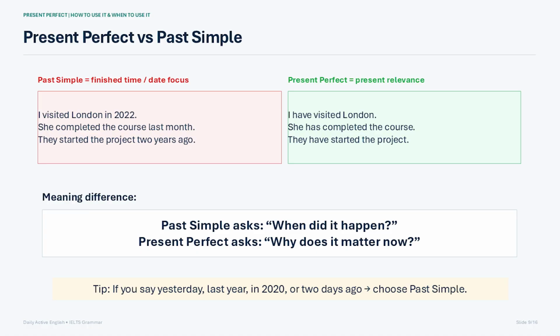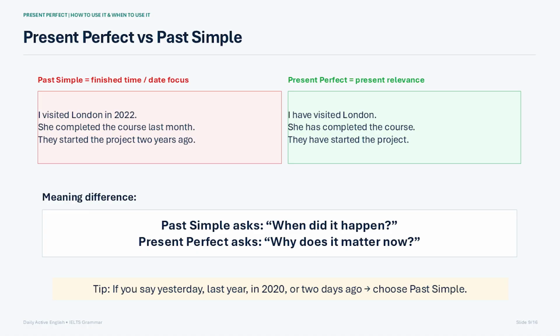Use the past simple when the time is finished or clearly stated. For example, I visited London in 2022. She completed the course last month. They started the project 2 years ago. In these sentences, the past time is clear and finished.